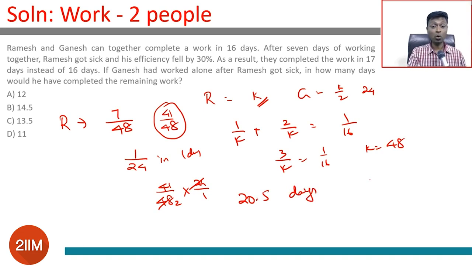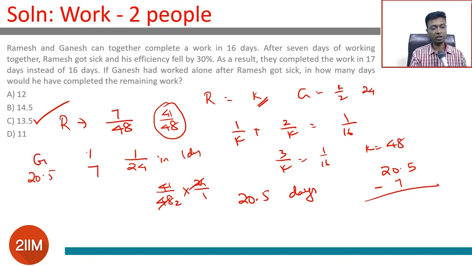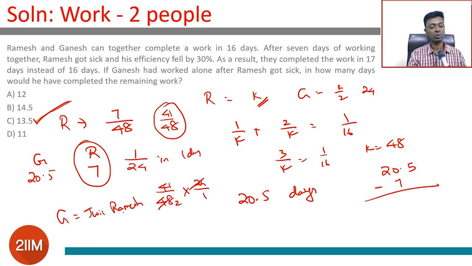If Ganesh had worked alone after Ramesh got sick, that means Ramesh has worked for 7 days. After 7 days, Ramesh disappears. So 20.5 is when Ganesh would have finished it. Minus 7, that's 13.5. That's what you're looking for. So Ganesh puts in a total of 20.5. Ramesh puts in a total of 7 days. This much of Ganesh and this much of Ramesh, they would have finished the entire task. And so after Ramesh disappears, Ganesh has to put 13.5 more days of effort. The moment we find that Ganesh is equal to twice Ramesh, we are through. This question becomes very simple.